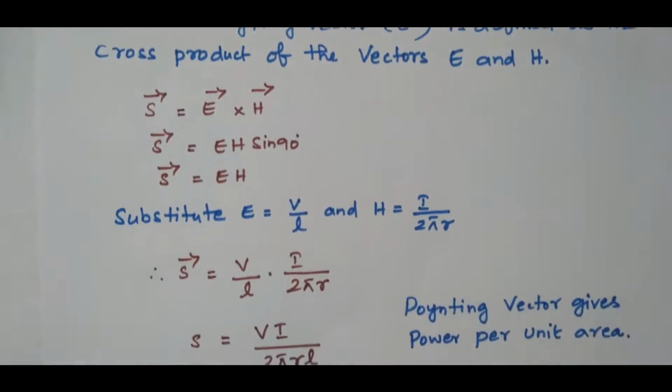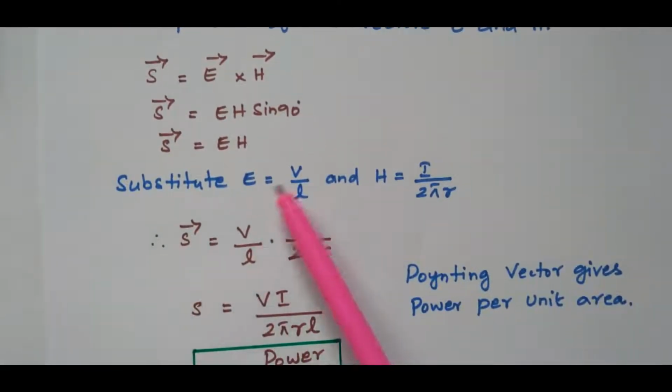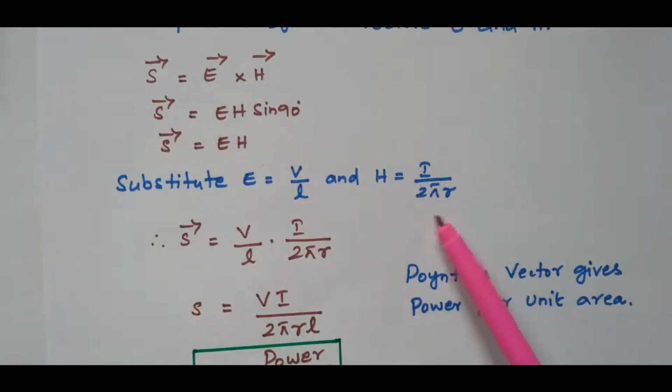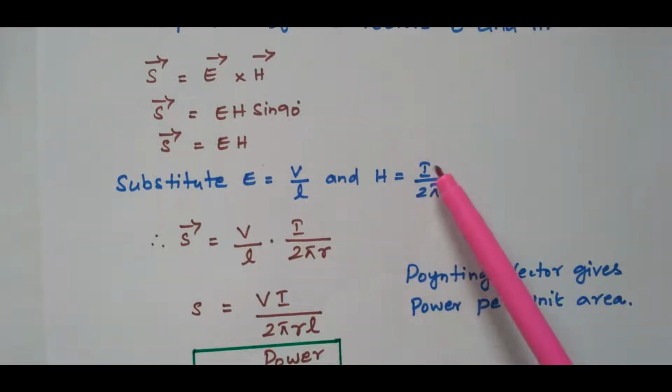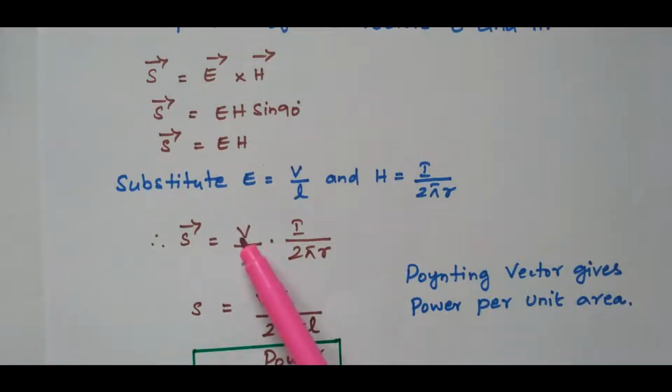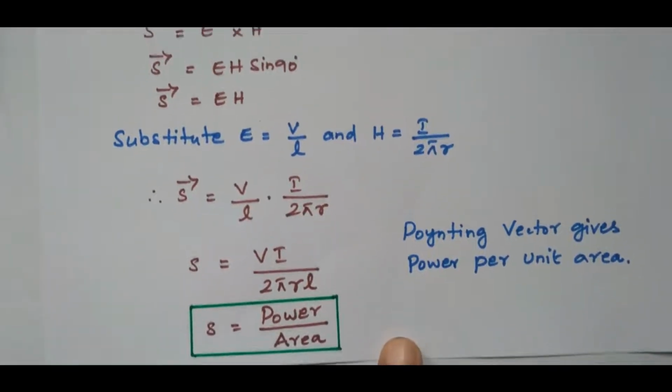Now we are going to substitute E equal to V by L. Electric field intensity is nothing but potential by length. Similarly, H equals I divided by 2 pi R based on Ampere's law. So this is a general formula. Now we will substitute these two: E is replaced by V by L, H is replaced by I by 2 pi R. While multiplying, we get V into I divided by 2 pi RL.